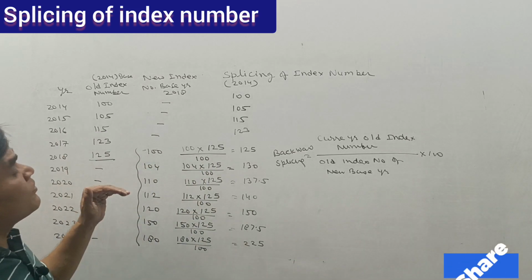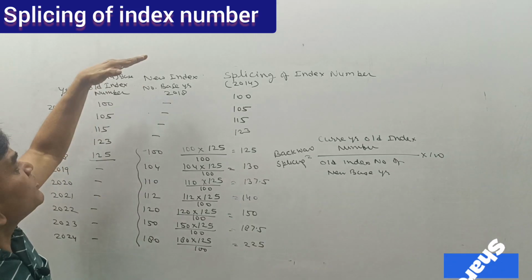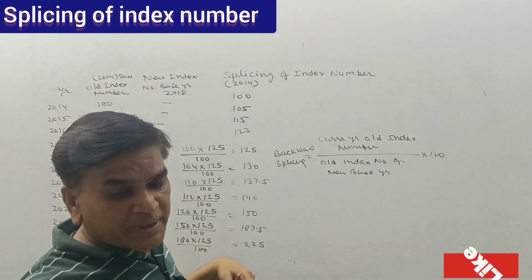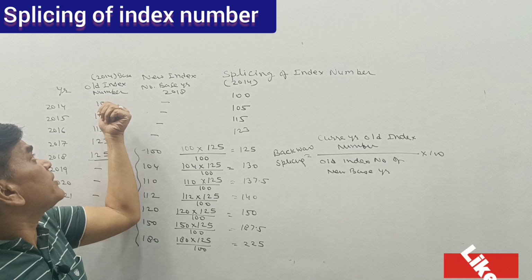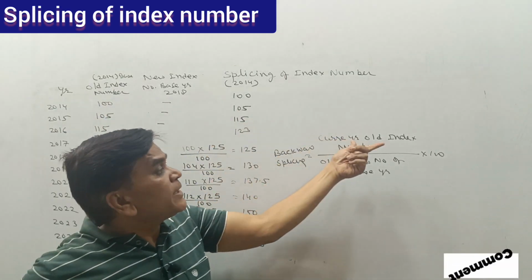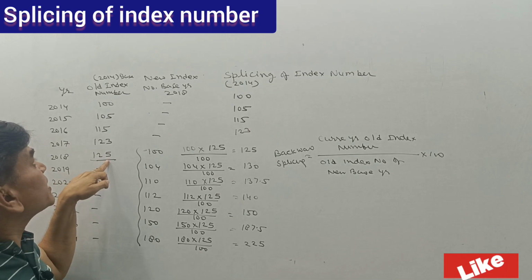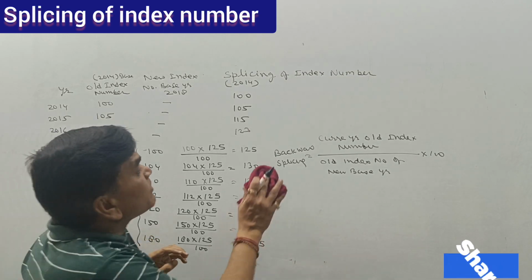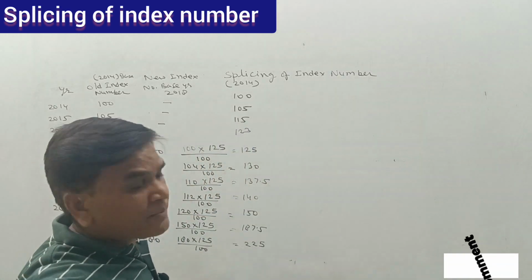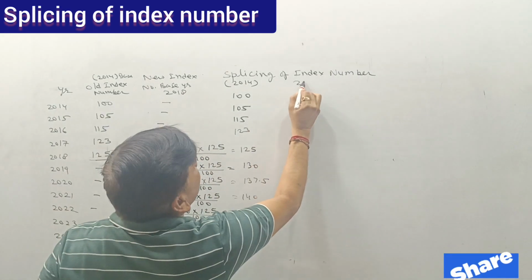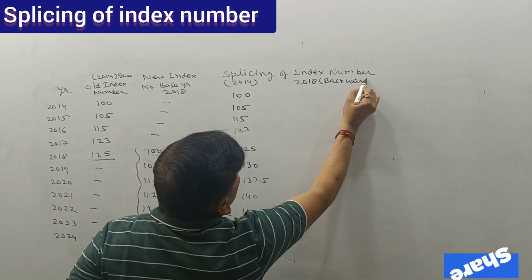It means we change these to 2018. Then this will be called backward simplifying. For backward simplifying, firstly we will have the current year old index number divided by the old index number of the new base year multiply by 100. It means for backward simplifying, this depends on 2014. Now 2018, that is backward simplifying.